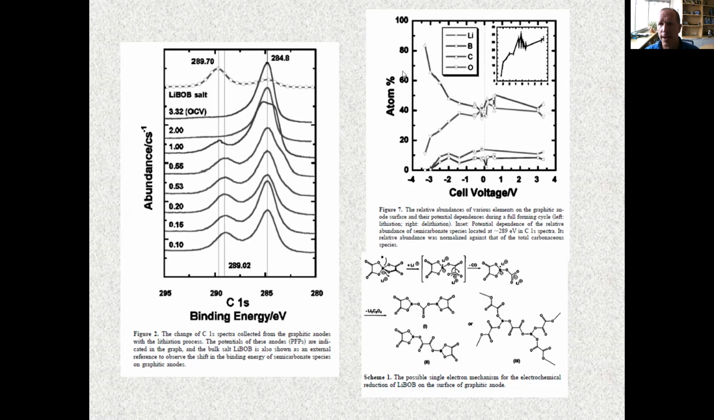We also observe high concentrations of boron on the surface of the cell that contains LiBOB electrolyte. And what was proposed was that the LiBOB salt itself decomposes on the surface to generate an oligomeric or polymeric borate species, which may have similar structural properties to polyvinylene carbonate, and is what imparts the overall stability of incorporating LiBOB onto the surface.